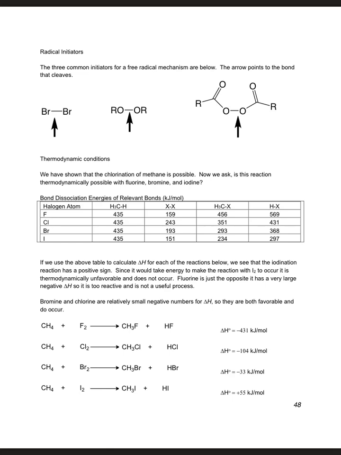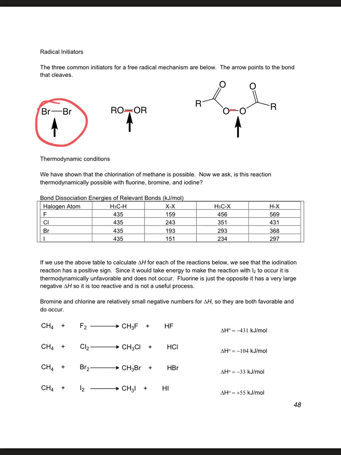For the initiators, as I said a second ago, it's a bond that homolytically cleaves and normally is something that's symmetrical across that bond. So Br2, the peroxide, the peracid, anhydride, whatever, they're the same thing on either side of it, so those are the easy things to split apart. Now, we've shown that the chlorination of methane is possible.